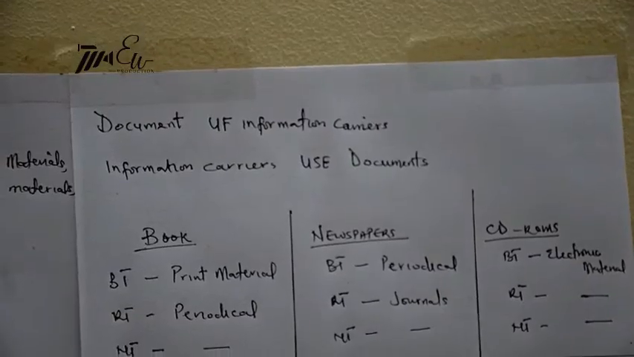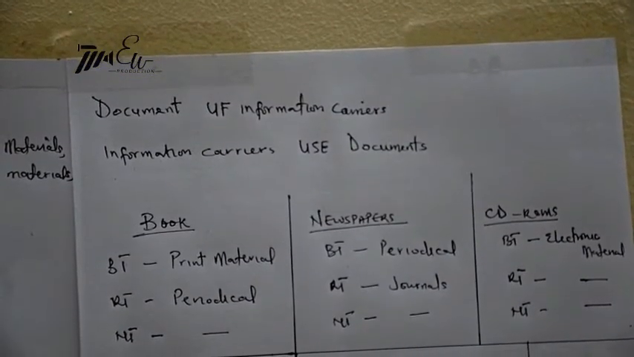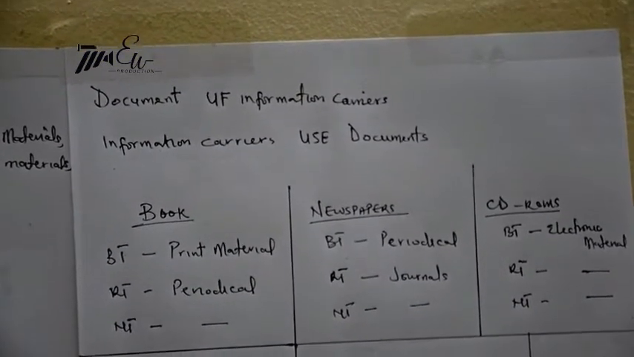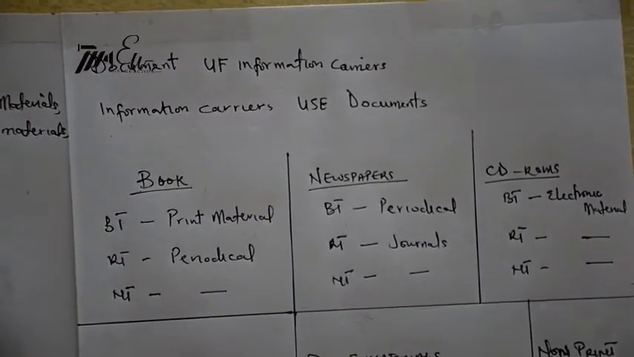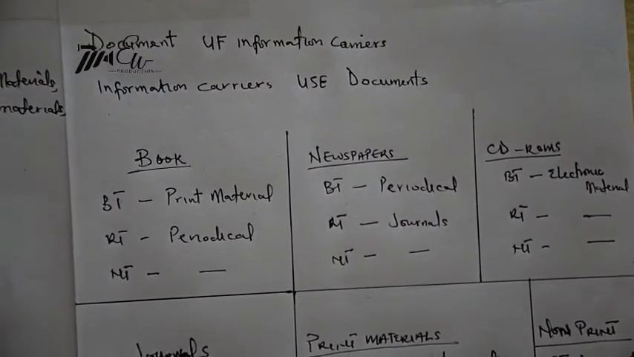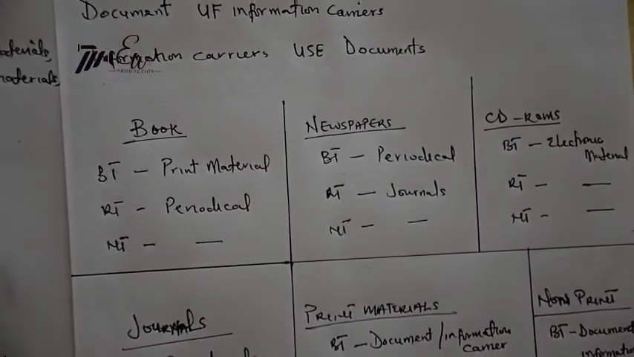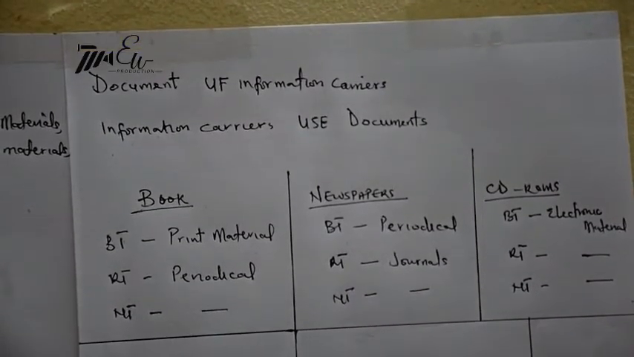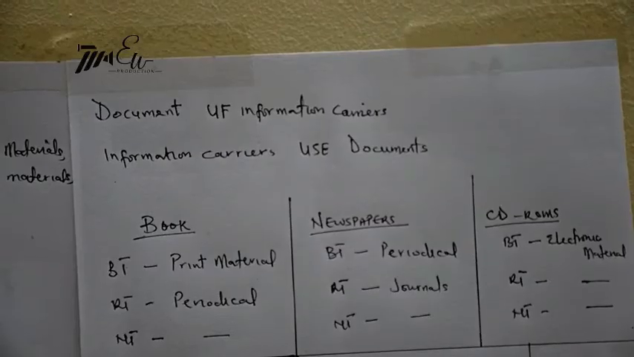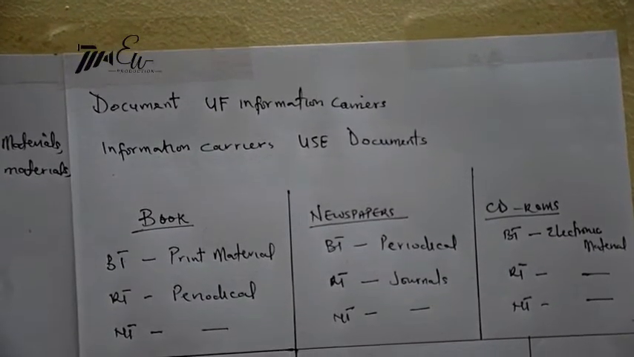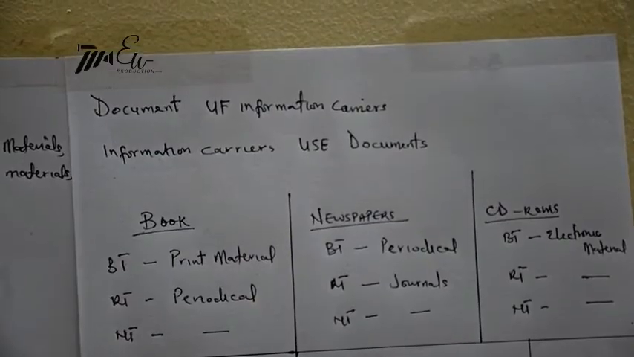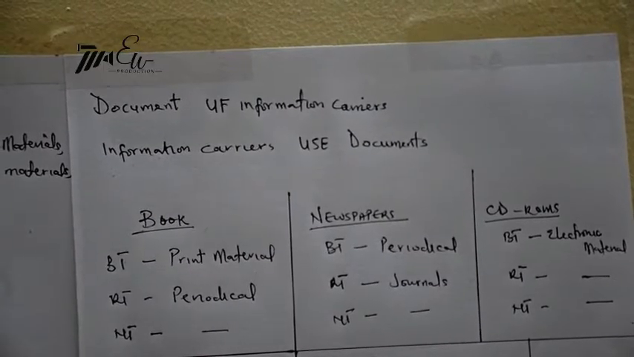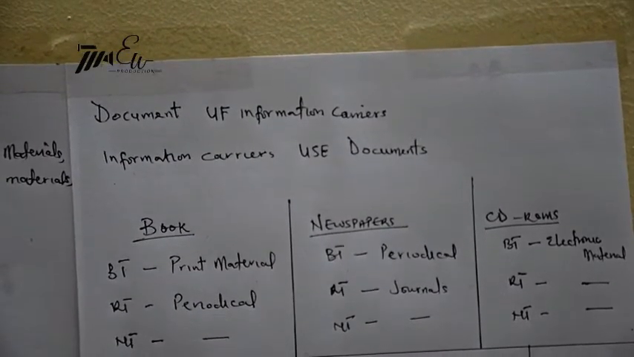Then you go to the next terminology, which is newspaper. So you locate newspapers on the tree diagram, then you look for the BT, the RT, the NT. Now BT is any term that is on top of newspaper. So what is on top of newspaper? Periodicals. So periodical is the BT of newspaper. Then related term, what is at the same level with newspaper? Journals is at the same level with newspaper. So journals is RT. Then NT, what is below newspaper? There's nothing below newspaper. So NT will be dash. So that is how we go about it.